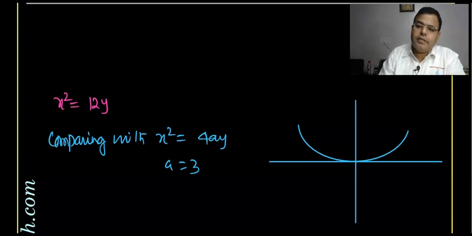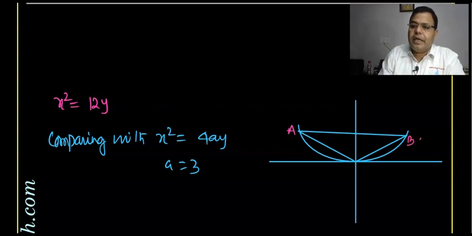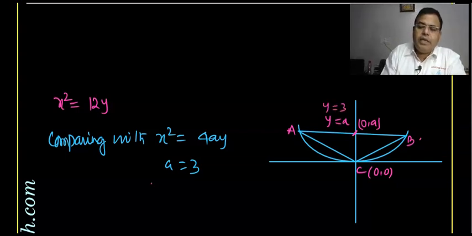This is a parabola, say. The parabola is along the y-axis and a is 3. We have to calculate the triangle with the latus rectum ends. This is the latus rectum of the parabola, say. One of the vertices of the triangle is at the vertex of the parabola, and these are the lines that you have to calculate. Call the vertices A, B and C. This coordinate is 0, 0, isn't it? And because the focus is at 0 comma a, the latus rectum line is y is equal to a, that is y is equal to 3.